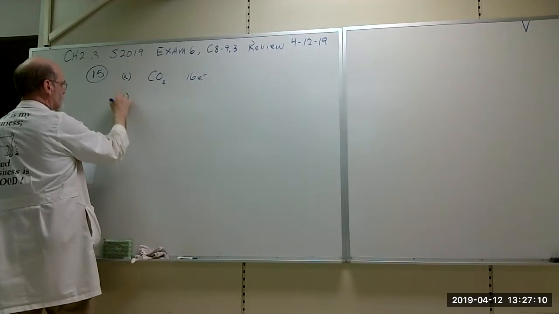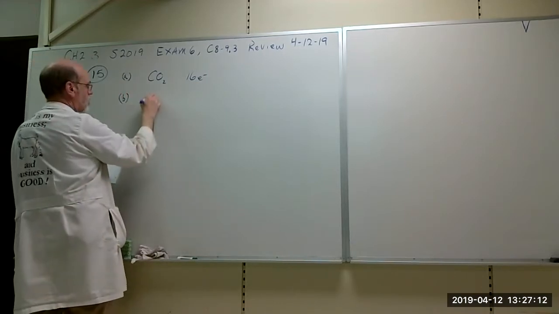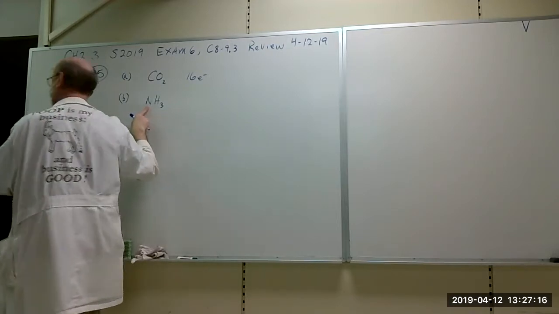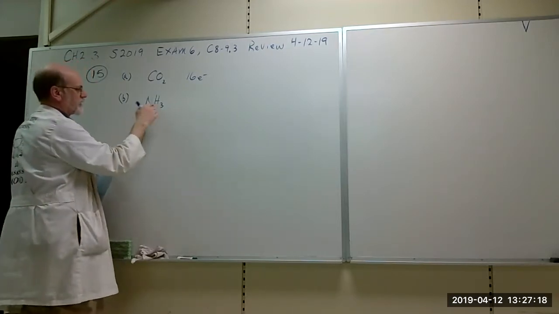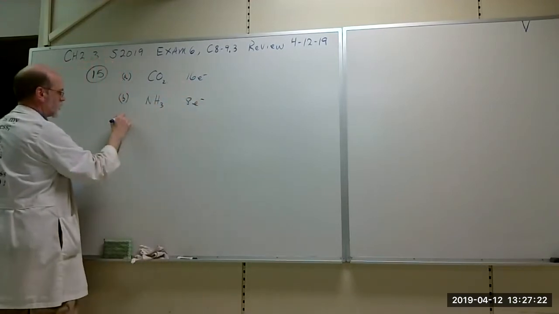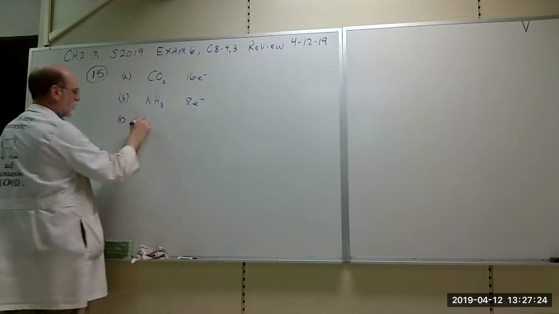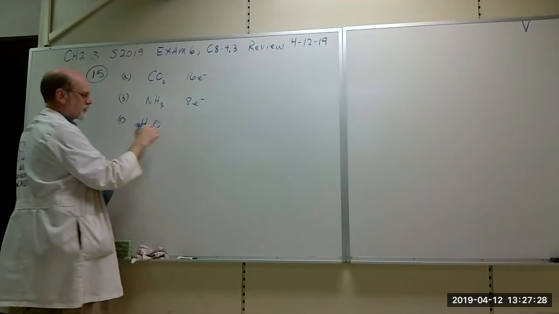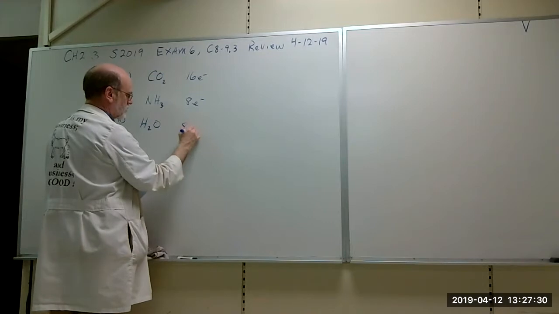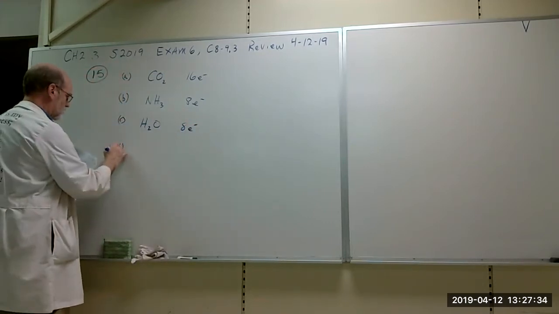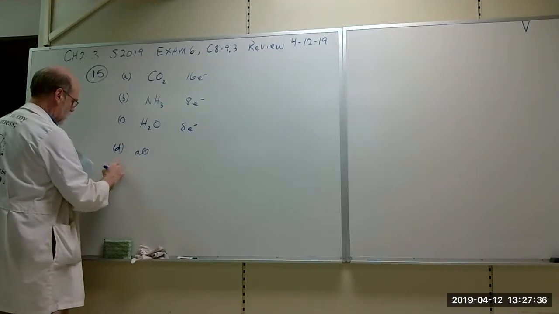Let's do that first. Let's just add up the electrons. So nitrogen is 5, and 5 and 3 is 8. So these are the total electrons for each one. Water is 6 and 2 is 8. And then D is all, and E is none.